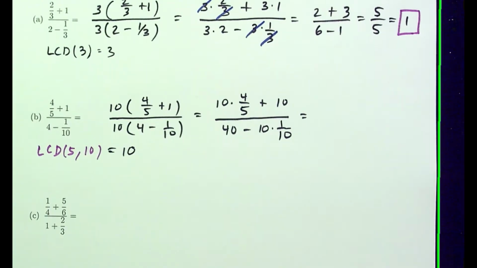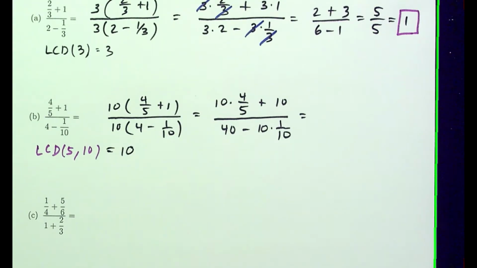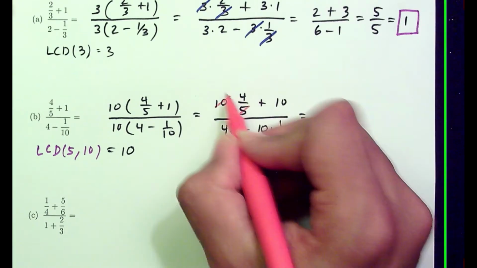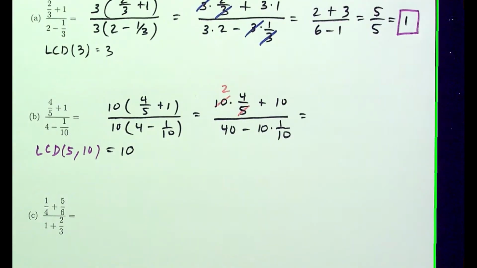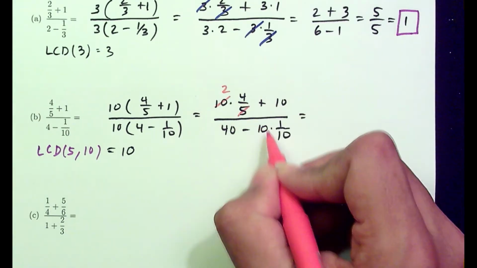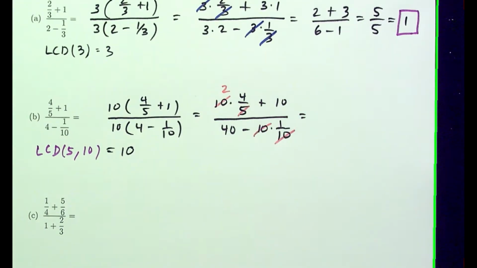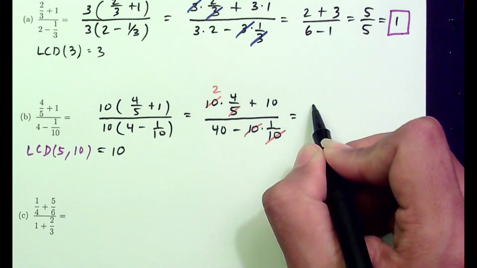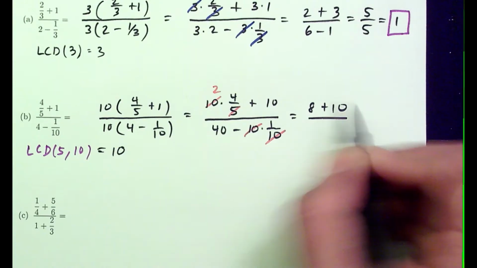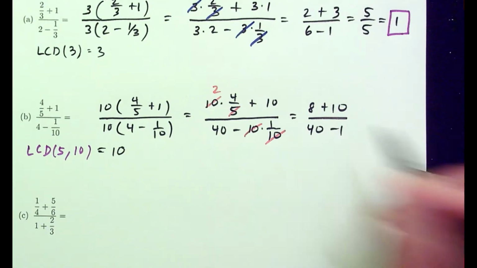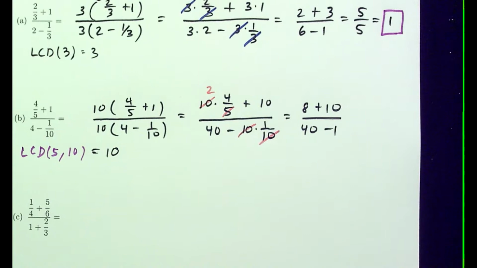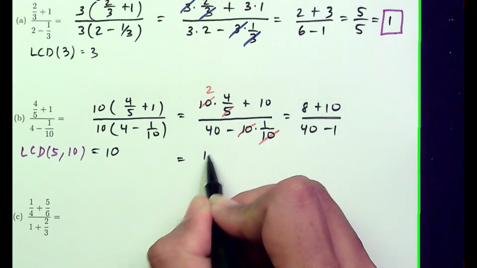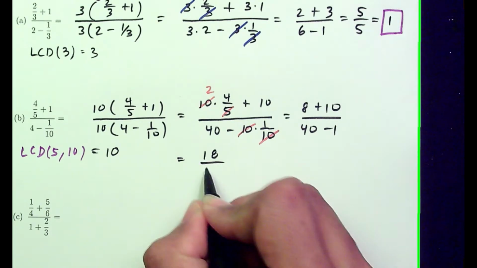Okay, now we're going to simplify this. We're going to cancel a 5 from the 10 and the 5, and we're going to get a 2. So it's like 10 divided by 5, that's 2. And then these cancel. So what are you left with? You're going to be left with 2 times 4, which is 8. And then on bottom, you're left with 40 minus 1. Okay, and what is that? That is 18 over 39.